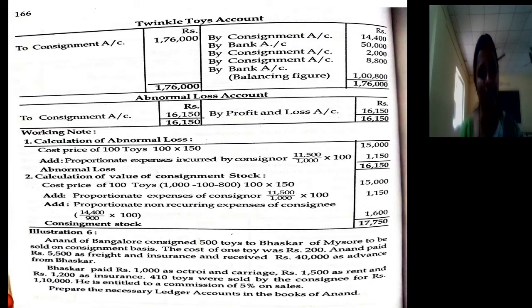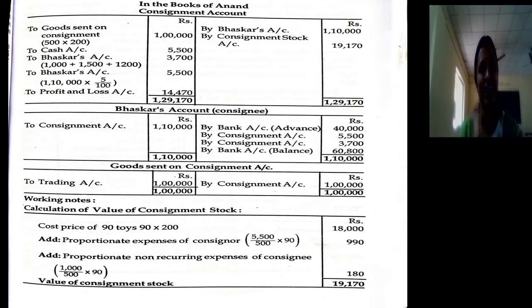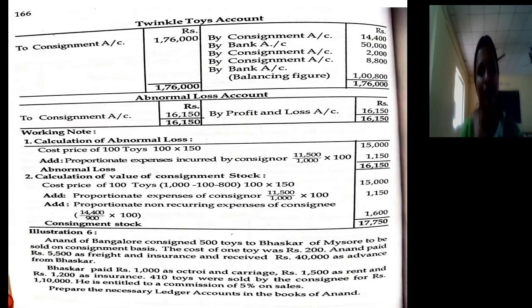So let me read one by one. Anand of Bangalore consigned 500 toys to Bhaskar of Mysore to be sold on consignment basis. Whenever goods are consigned, the journal entry is consignment account debit to goods sent on consignment account. So have the format of all three accounts: consignment account, consignee, that is Bhaskar's account, then goods sent on consignment account. First journal entry, consignment account debit to goods sent on consignment account, 500 into 200, 1 lakh. This will appear on the credit side of goods sent on consignment account as by consignment 1 lakh. First sentence is over.